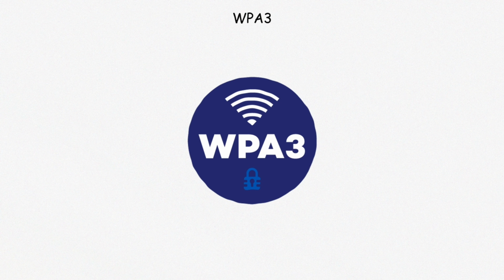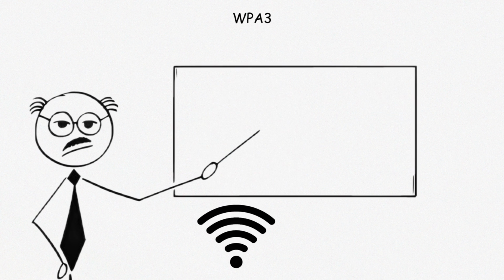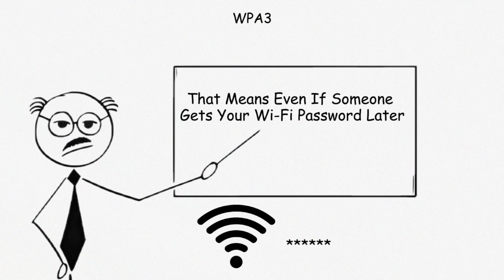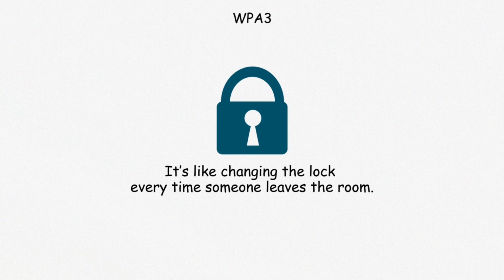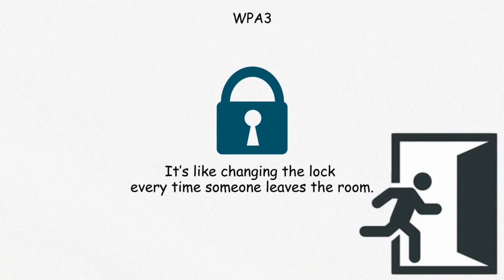Also, WPA3 uses forward secrecy. That means even if someone gets your Wi-Fi password later, they still can't go back and decrypt your old data. It's like changing the lock every time someone leaves the room.